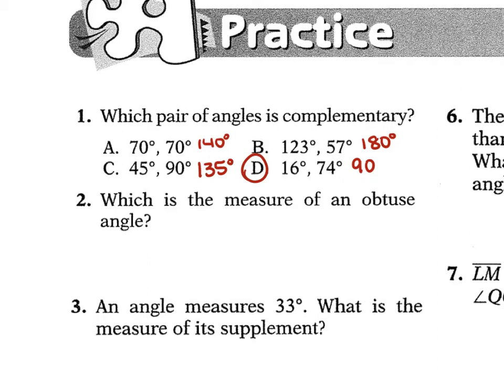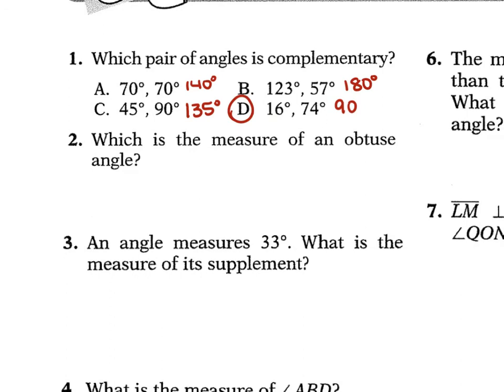For 2, it asks which measure is the obtuse angle. It does not give you angles here, so we can do something like 102 degrees is an obtuse angle. Anything greater than 90 degrees but less than 180. So you can put any measurement there that's anything between 91 and 179 degrees.